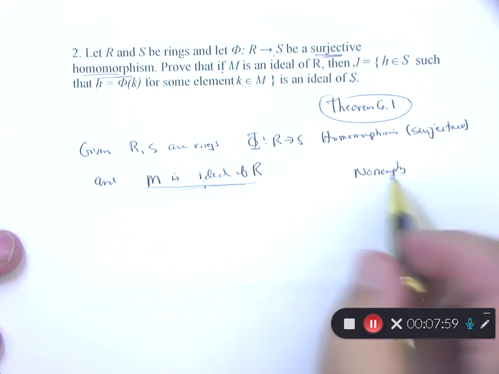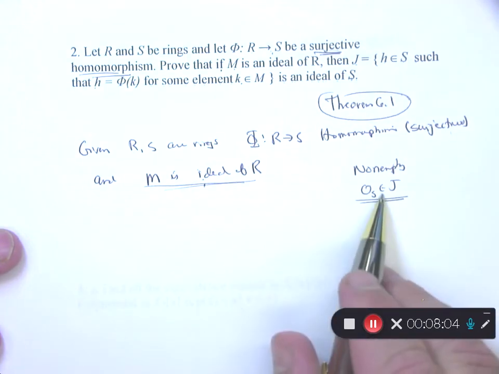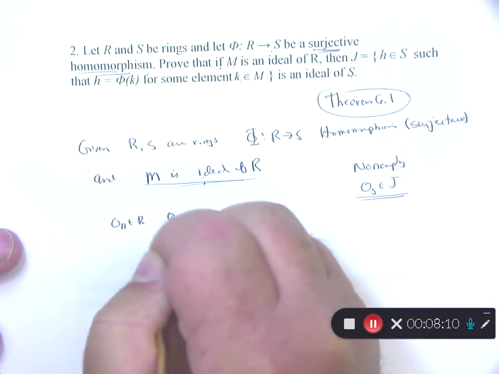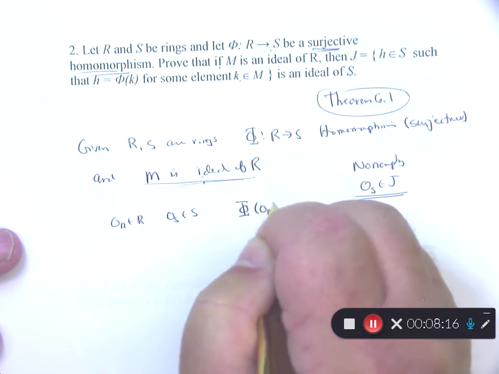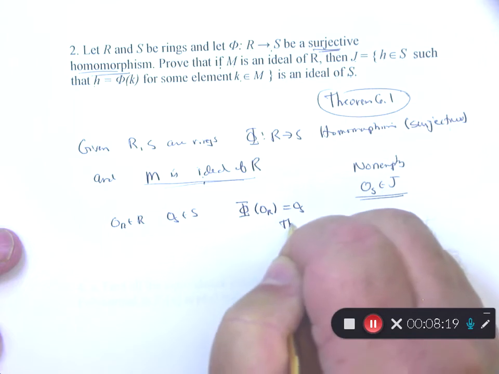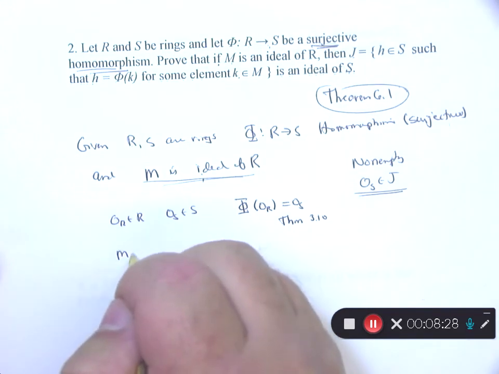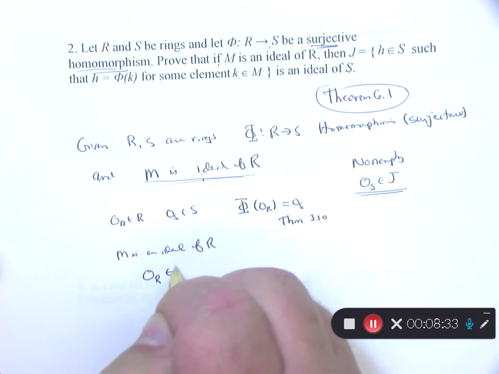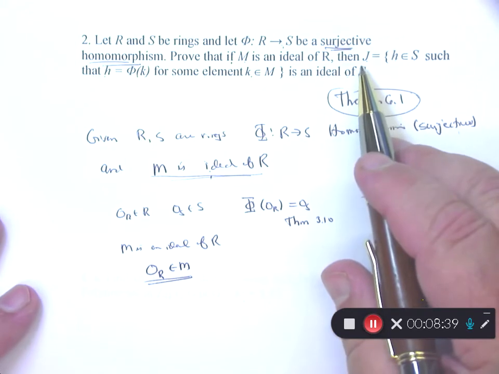The reason it's non-empty is that 0_S has to be an element of J. Why is that? Well, remember R and S are rings, so automatically 0_R is an element of R and 0_S is an element of S. And also remember that phi of 0_R is equal to 0_S, and again I want to quote that theorem you should have memorized by now, theorem 3.10. But also M is an ideal of R, which automatically puts 0_R inside of M.